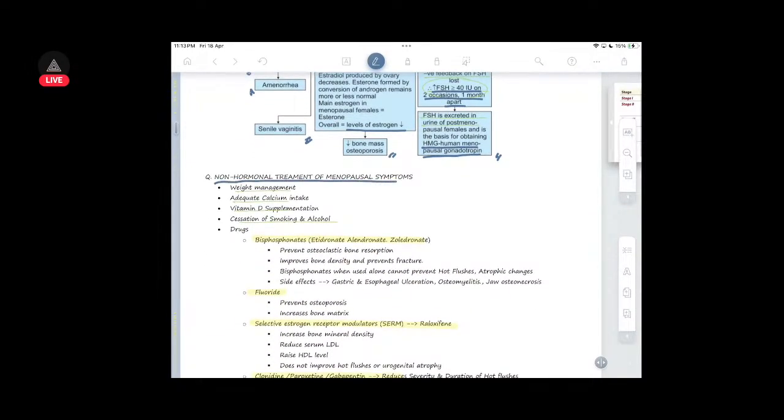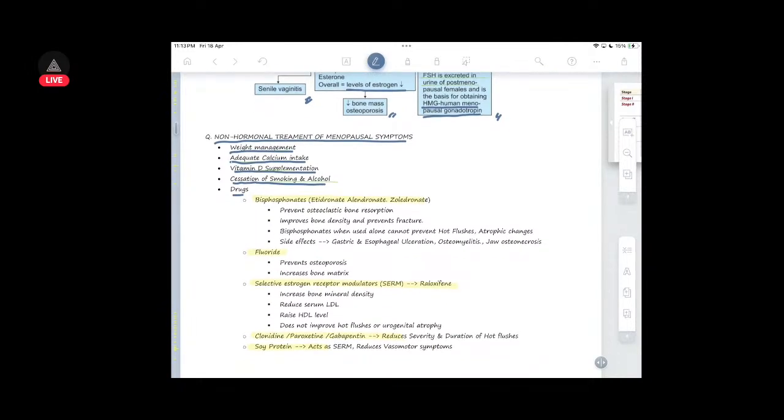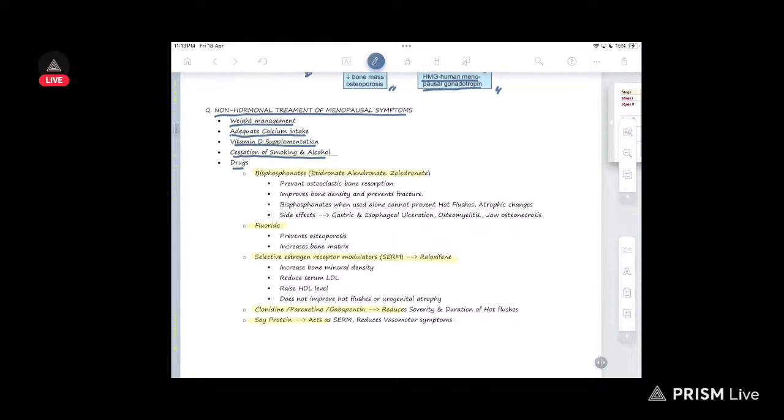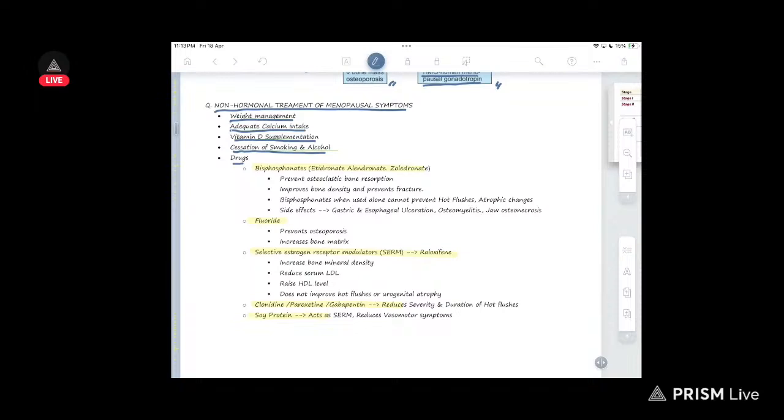Non-hormonal treatment of menopausal symptoms. You have weight management, adequate calcium intake, vitamin D supplementation, cessation of smoking and alcohol, and drugs. So, non-hormonal management: weight you have to manage, adequate calcium you have to have, vitamin D you have to supplement, you have to stop smoking and alcohol, and you have to take some drugs.